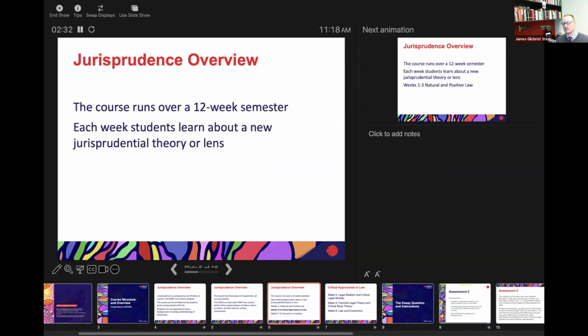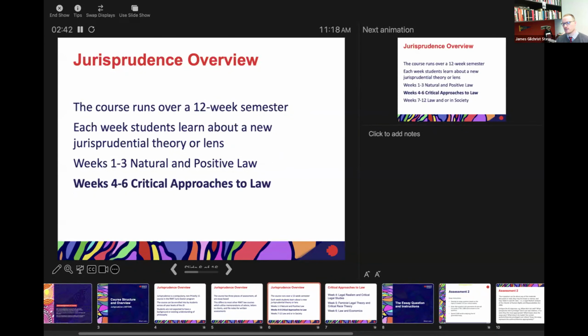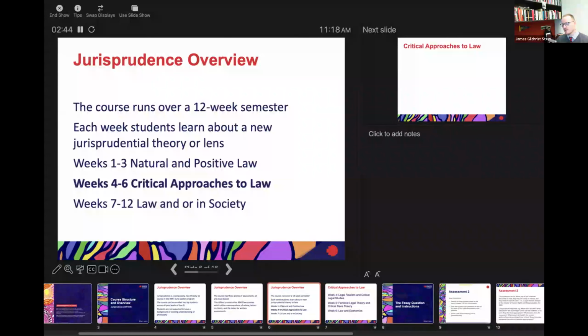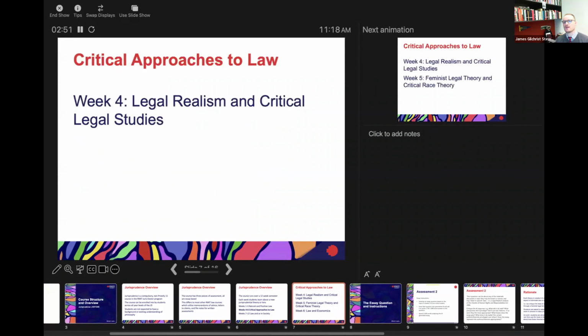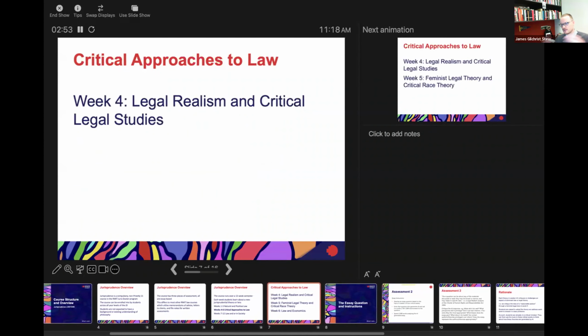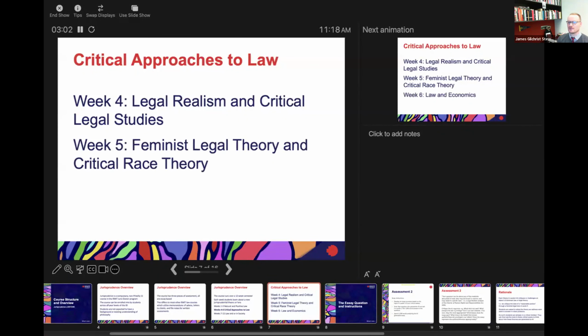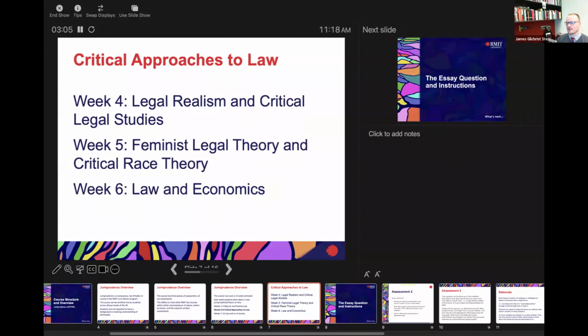The course runs over a 12-week seminar. Each week we have a new jurisprudential or legal theory lens: weeks 1 to 3 positivism and natural law, 4 to 6 critical approaches to law, and then law and society to finish off the course. I've bolded weeks 4 to 6 because this is where the AI assessment comes in. In case anyone's not looked at jurisprudence for many years, these are the critical weeks that we teach: realism, critical legal studies, feminism and critical race theory, and then law and economics.